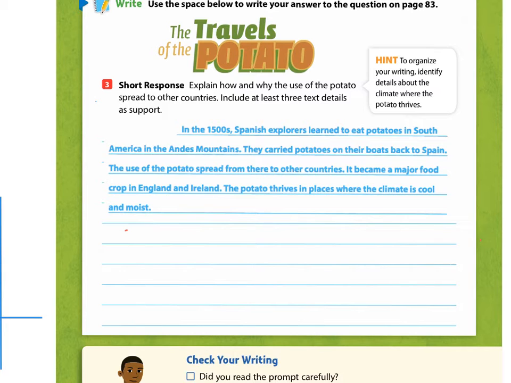Here you're going to see a piece of writing based on this prompt. In the 1500s, Spanish explorers learned to eat potatoes in South America in the Andes Mountains. They carried potatoes on their boats back to Spain. The use of the potato spread from there to other countries. It became a major food crop in England and Ireland. The potato thrives in places where the climate is cool and moist. Now this is a very targeted answer, and it answers the prompt.